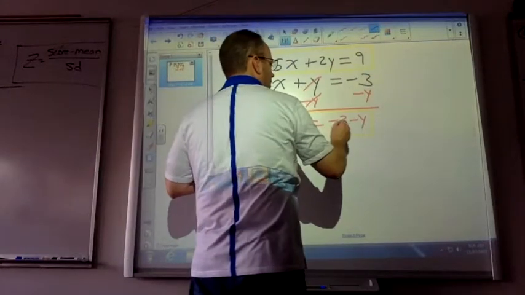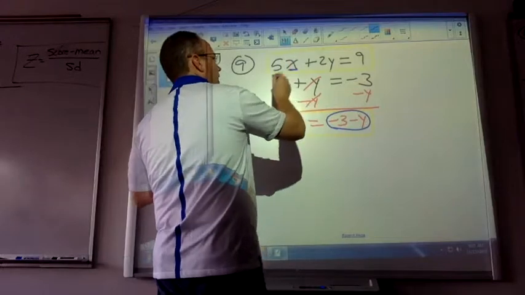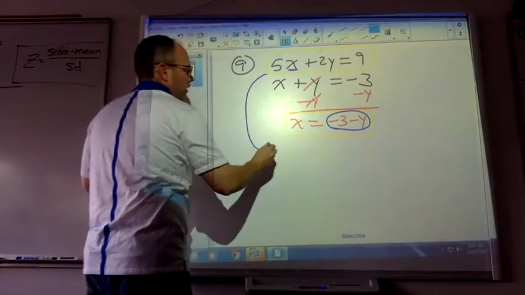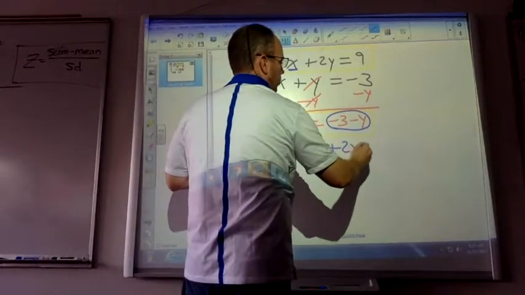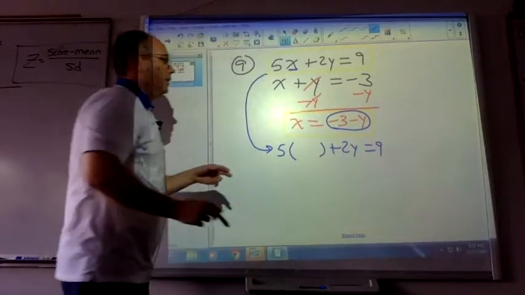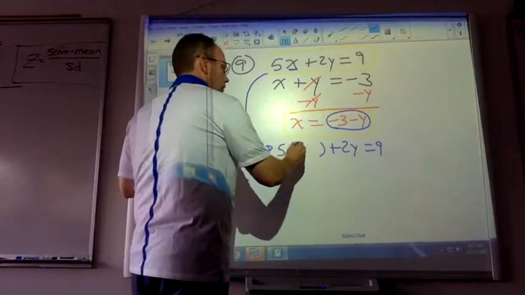Okay? So I'm going to take this right here, and because that's what x is equal to, I'm going to put it in there. So I'm just going to kind of draw it. I have 5, parentheses, plus 2y equals 9. This had been an x, but now I'm going to take that and plug it into it.